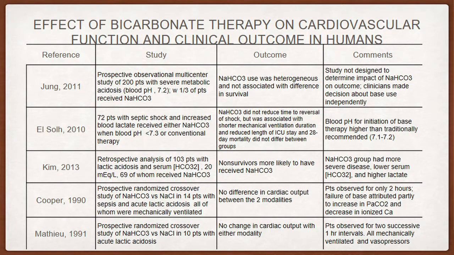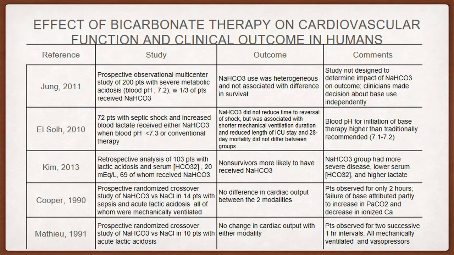The first study I'd like to talk about is in 2011, a prospective observational multi-center study of 200 patients with severe metabolic acidosis with a pH less than 7.2. 1/3 of these patients received sodium bicarb. The use of sodium bicarb was heterogeneous, and it was not associated with a difference in survival. The caveat to this study was that it was not designed to determine the impact of sodium bicarb on outcome. The clinicians made the decision to use bicarb independently.